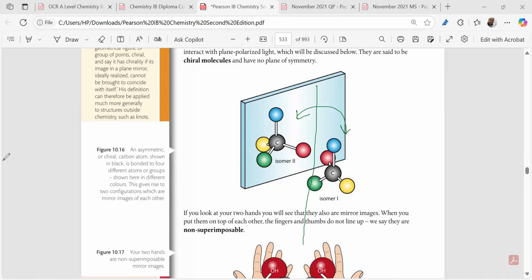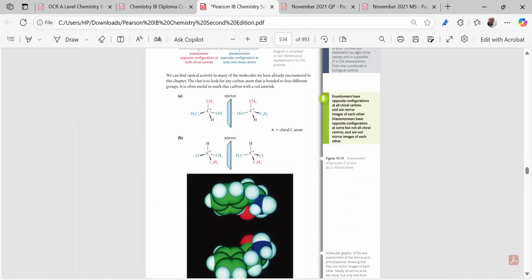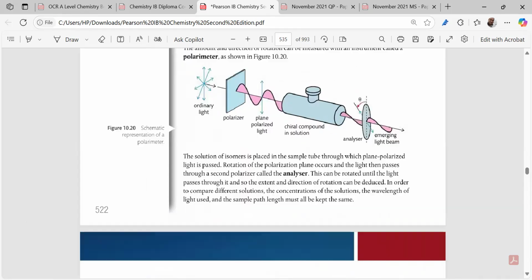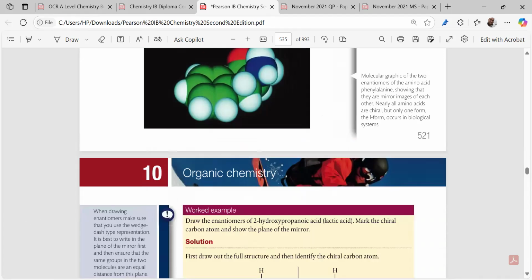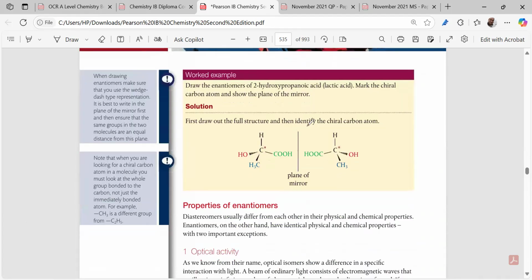You learned that. What are optical isomers? Optical isomers are those which turn the plane polarized light. This is ordinary light. You put a polarizer, we get the plane polarized light, right? So we have to be very sure of drawing the chiral carbon, right?